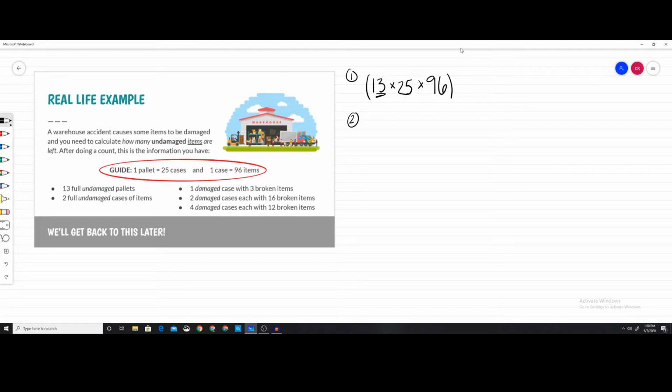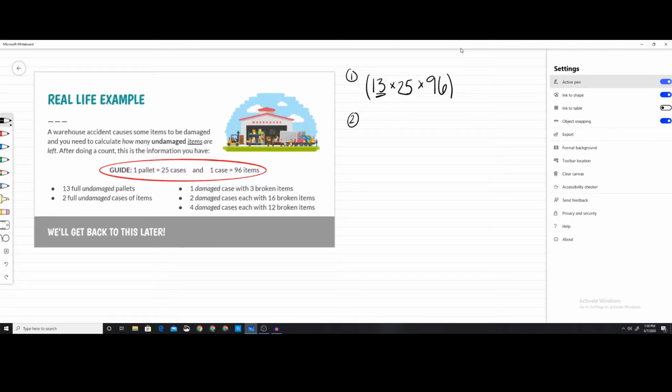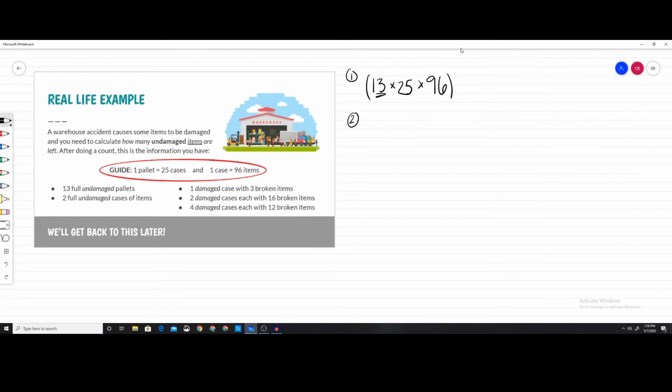Now, let's move on to another one. Number 2 says we've got 2 full undamaged cases of items. So we've got 2 times, so these are cases and I want items, so I'm going to multiply that by 96. There's my second bullet point.